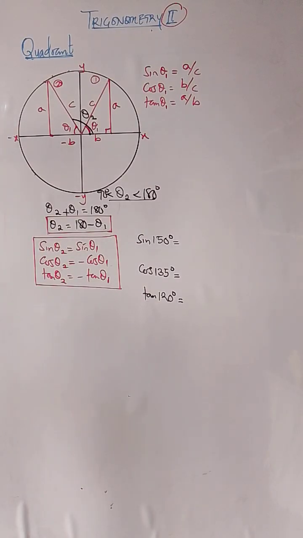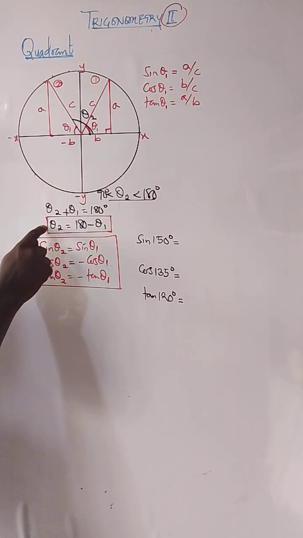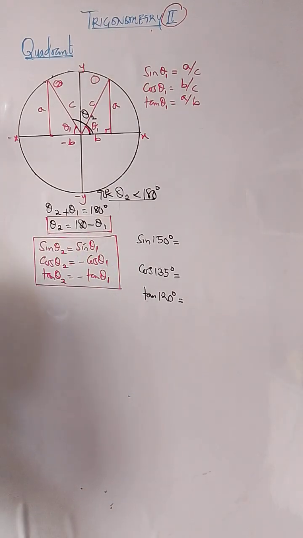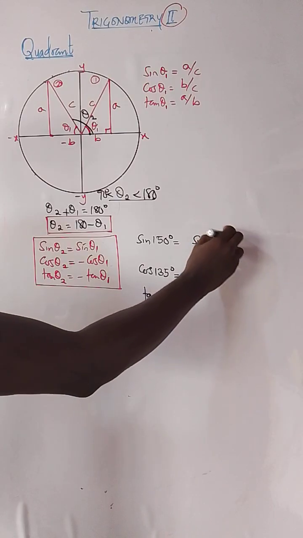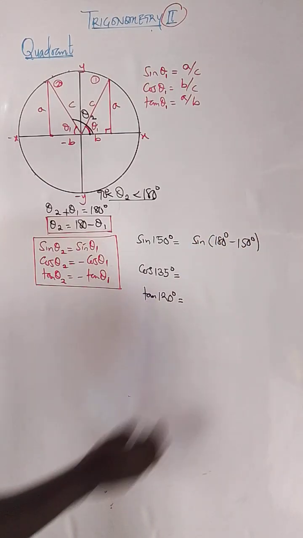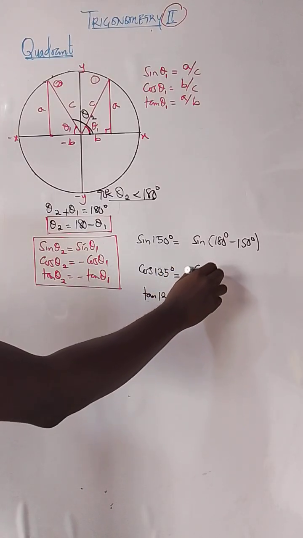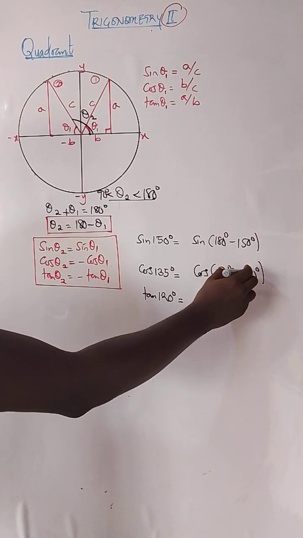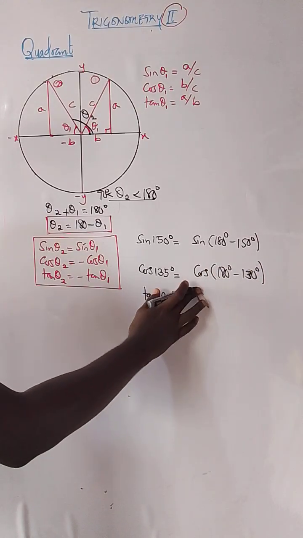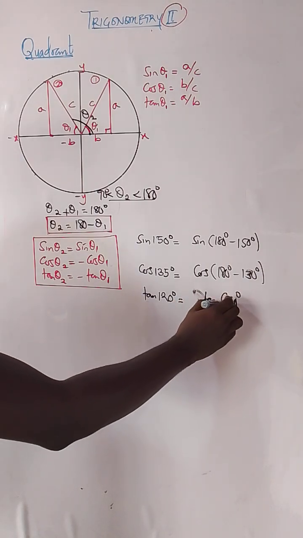Without a calculator, what are we going to do? So we come to the solution. Angle theta 2 is equivalent to 180 minus angle theta 1. So meaning I can write it as what? Sine 180 minus what? 150. This is sine 180 minus 150. Likewise this will be cos 180 minus 135. Sorry, 135. And this one will be tan 180 minus 120.